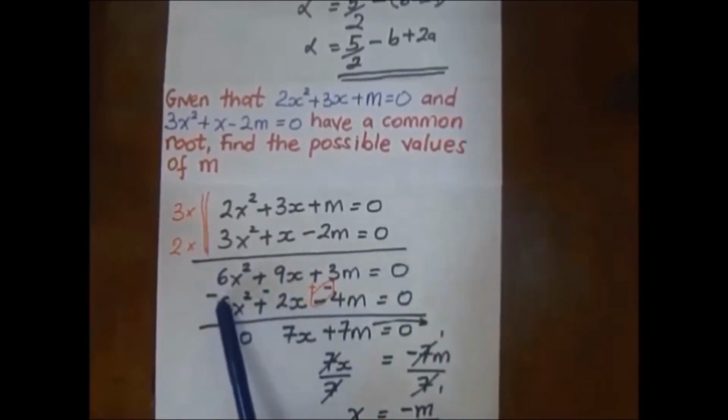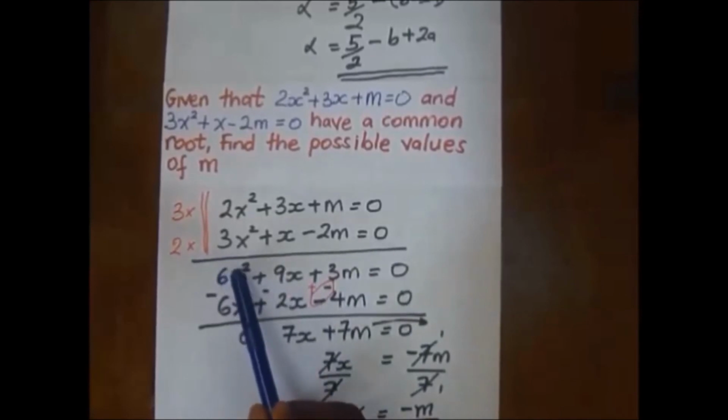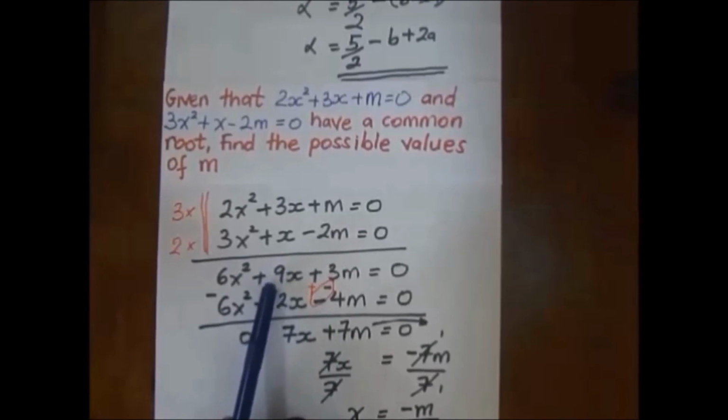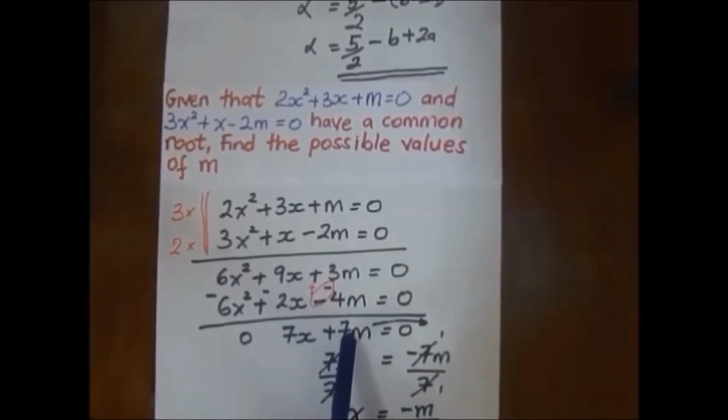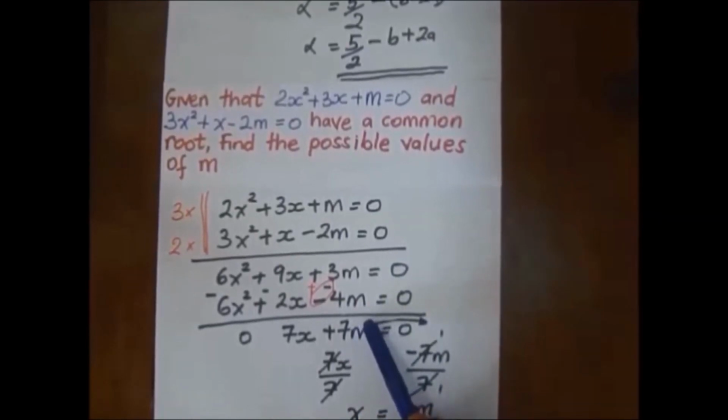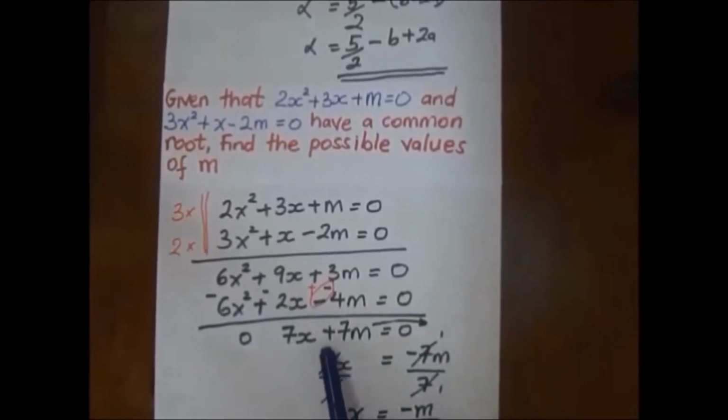So we subtract this equation, this minus that equation. So 6x squared minus 6x squared will give us 0. 9x minus 2x will give us 7x. 3m minus negative 4m. These two minuses become a positive. So it becomes 3m plus 4m, giving us 7m, is equal to 0 minus 0, giving us 0. So this 7m crosses the equal sign to come this way. When this crosses the equal sign, we end up with 7x on this side divided by 7 is equal to negative 7m divided by 7.